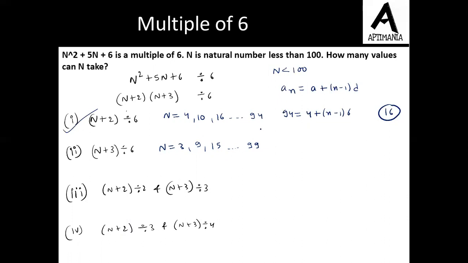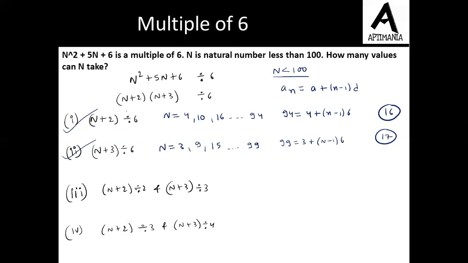Fine. After 99 it will exceed 100. Here also we did not take 100 because n should be less than 100 and not equal to. So again, using the same formula, 99 is equal to a plus n minus 1 times the common difference of 6. We'll get the value of n is 17. Fine. Now we are done with this case also.